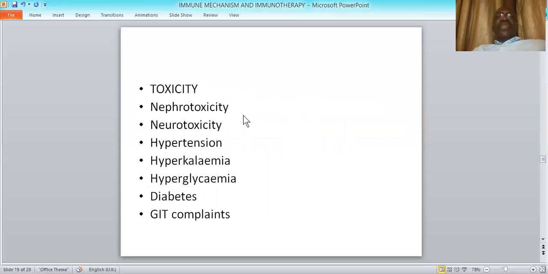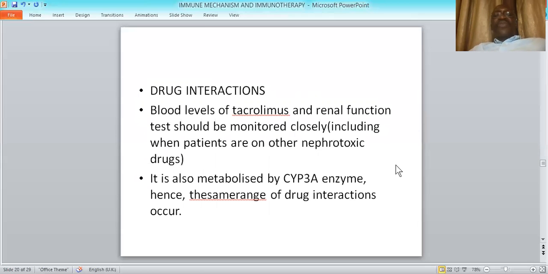The toxicity spectrum is wide. Nephrotoxicity, neurotoxicity, hypertension, hyperkalemia, hyperglycemia, diabetes, and even GIT complaints. There are still some others, apart from this, but these are the major ones. Particularly, you find those that are of major concern there.